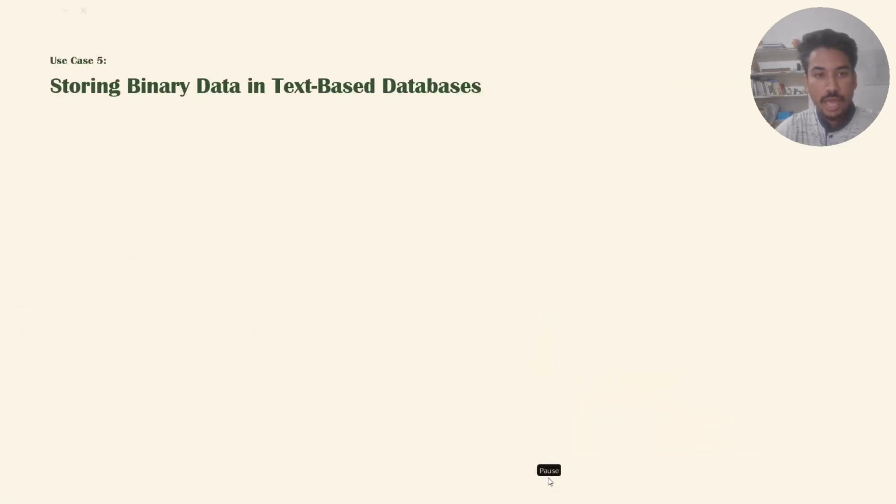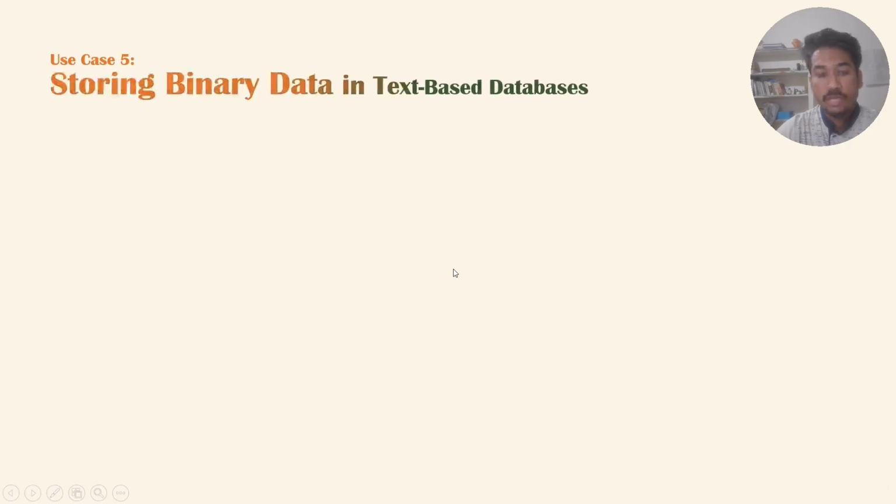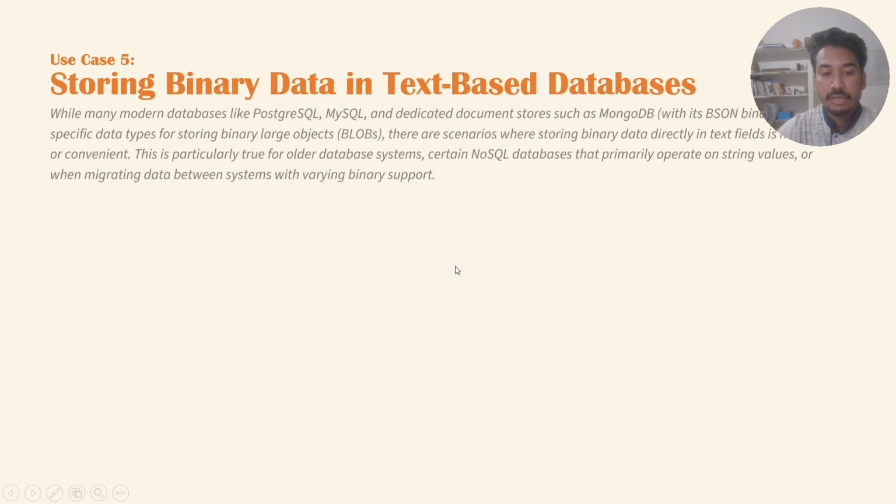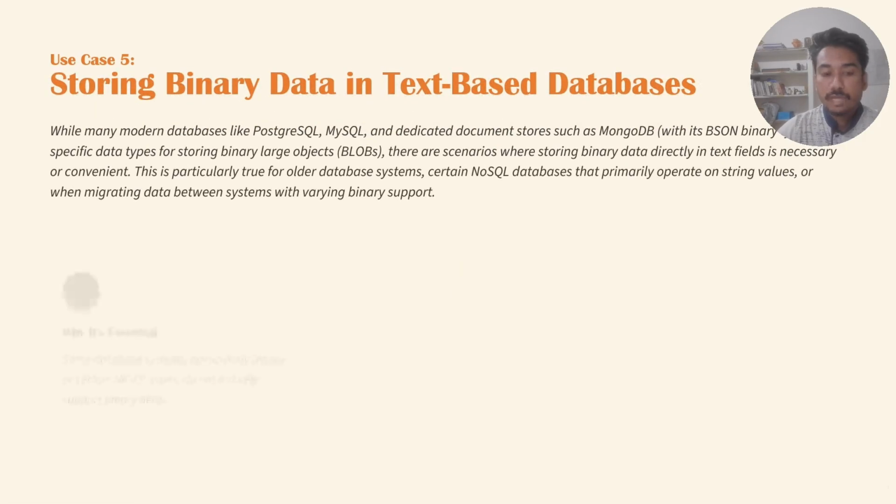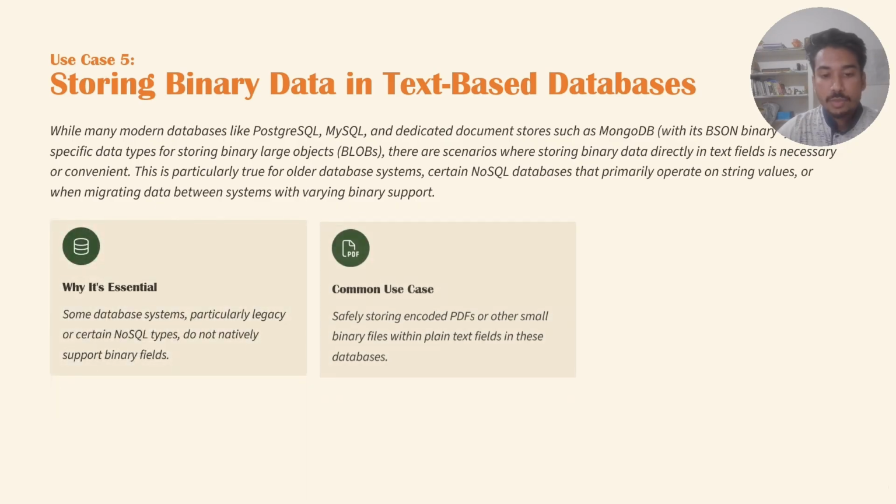In the fifth use case, we have storing binary data in text-based databases. So let's say that you're working with a database that doesn't play nicely with binary files. Maybe it's an older system or a NoSQL database that mostly deals with strings. Even though modern databases like PostgreSQL or MongoDB support binary types, there are times when you need to store a PDF or an image in a plain text field like varchar or text. That's where Base64 comes in. It converts the binary file into a long string of characters that fits perfectly into these text fields. When you need the original file back, you just decode the string.